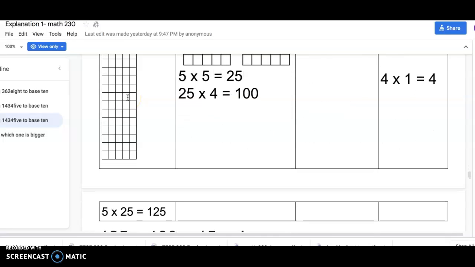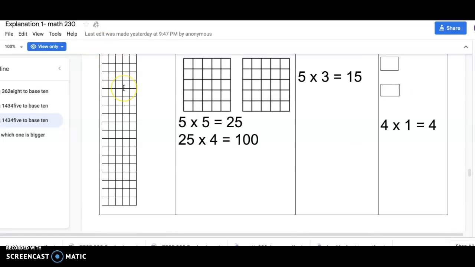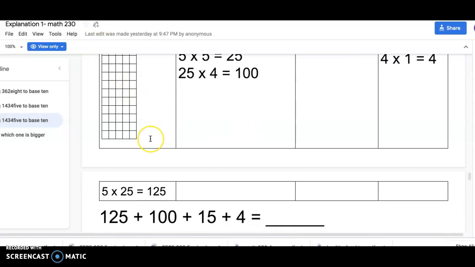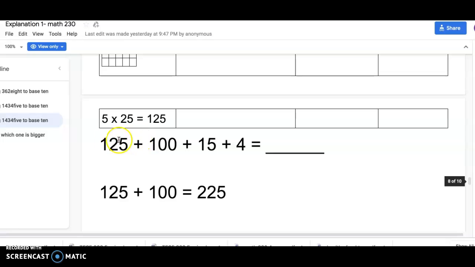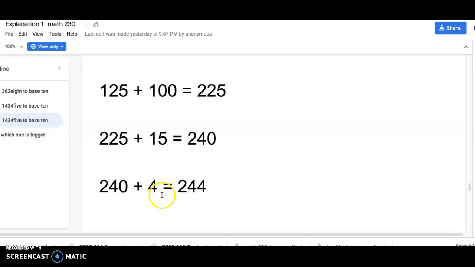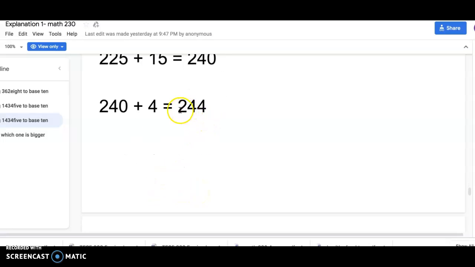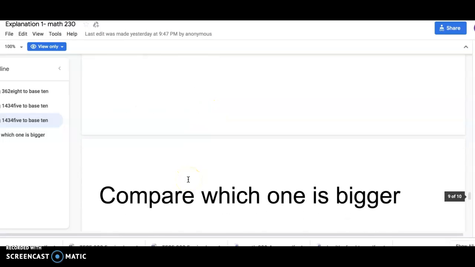And then in our thousands place, it is a 5 by 25, and there is one of those, and that equals 125. Then you add up all of these together: 125 plus 100 plus 15 plus 4. 125 plus 100 equals 225. 225 plus 15 equals 240, and 240 plus 4 equals 244. So your answer is 244 base 10.